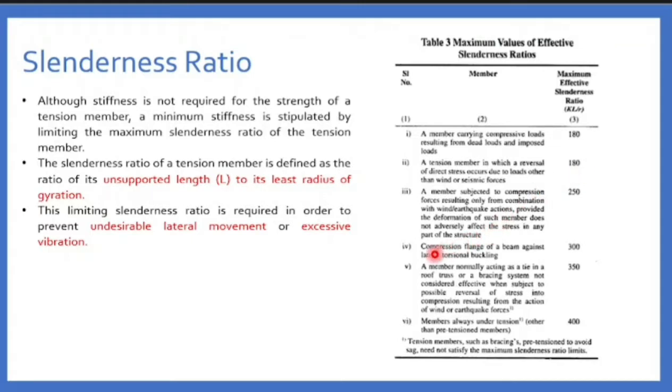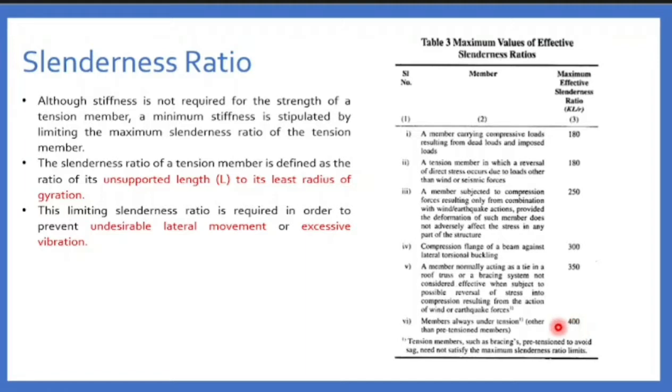Also you have compression flange. This is a compression member. Members are always under tension. Other than pre-tension, members should not go beyond more than 400 mm. So this is used for cable stay bridges. The last component.